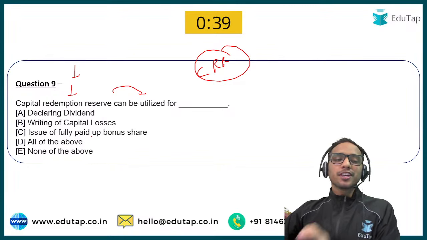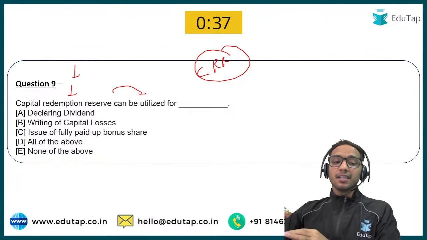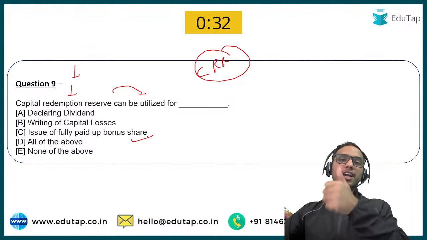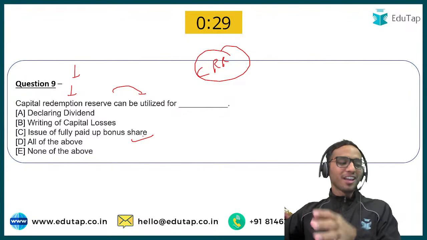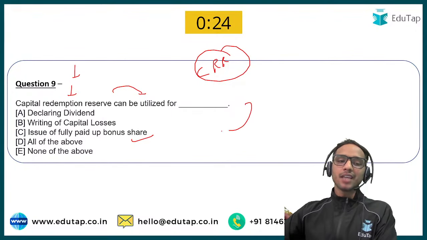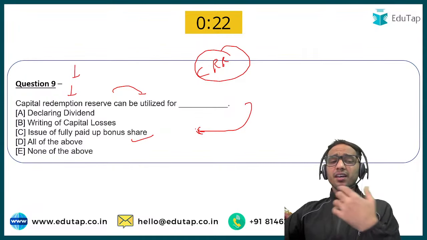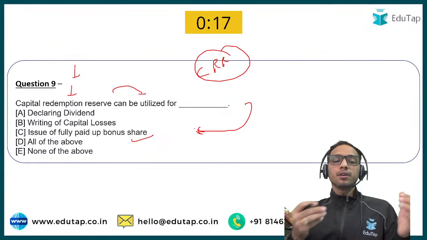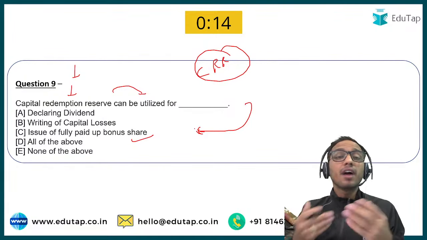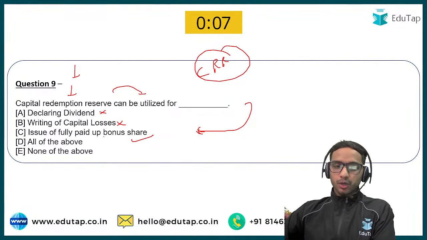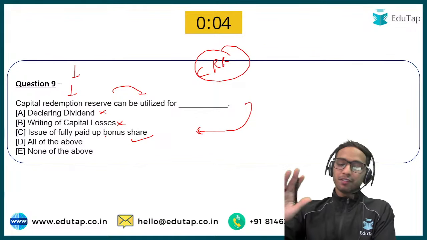Yes. So capital redemption reserve, that is CRR, can be utilized while issuing fully paid up bonus shares, and I'm really happy to see that today you all are correct. So for the issuance of fully paid up bonus shares, we can use the capital redemption reserve. It's a type of capital reserve, right? And capital reserves have certain uses. You can't use these capital reserves as free reserves, so it won't be used for declaration of dividend, right? And not for writing off capital losses as well. So the correct option would be C, and every one of you is correct here.